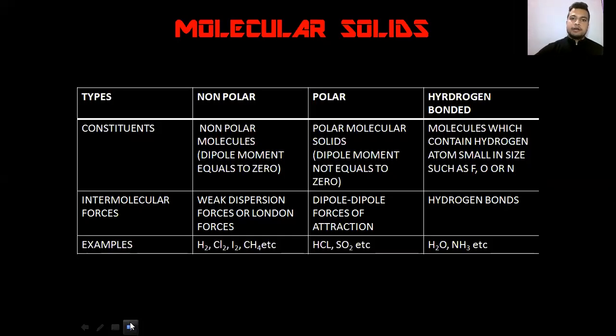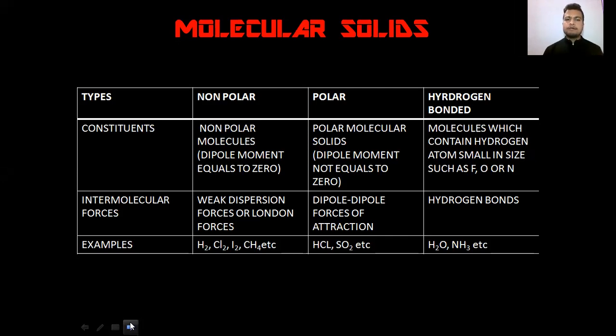Then the next type of solid is the molecular solid. By the name itself, molecular solids will be made up of molecules. But the basic question is, how many types of molecules do we have? Molecules are basically divided into two categories. We call them non-polar molecular solids and polar molecular solids. We have non-polar molecules and polar molecules.